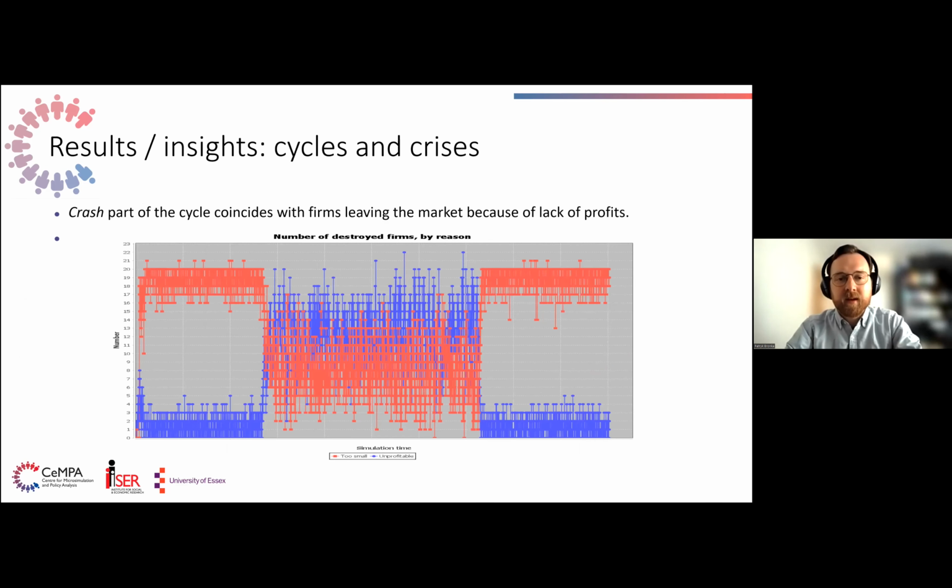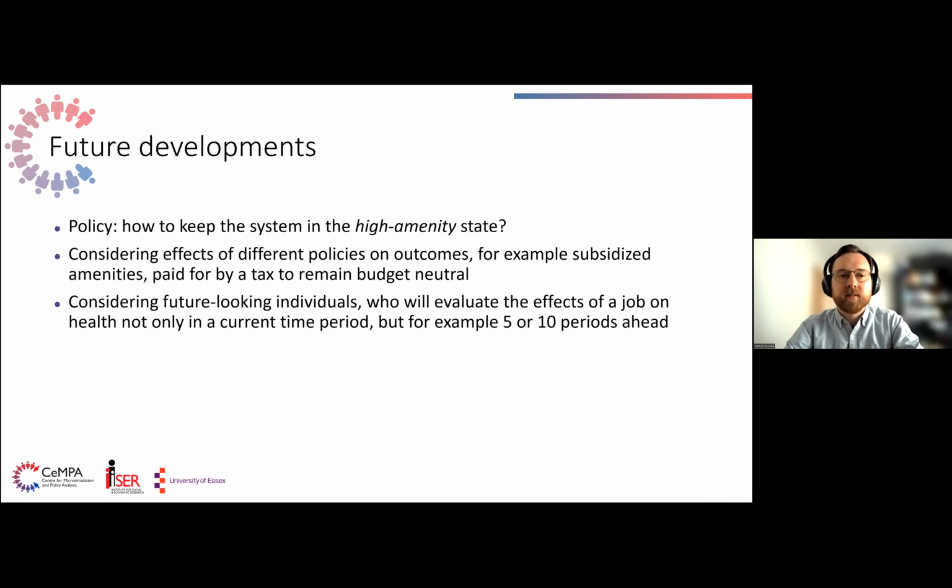And the question for us to work on is to think about different policy specifications that can be introduced in the model that would keep this system in this high amenity state. And two other things that we are going to explore is to consider.